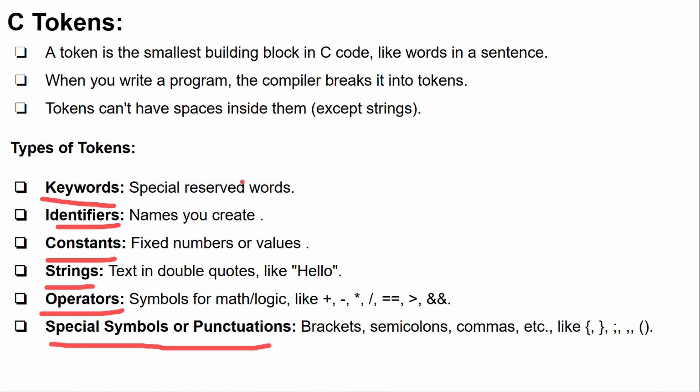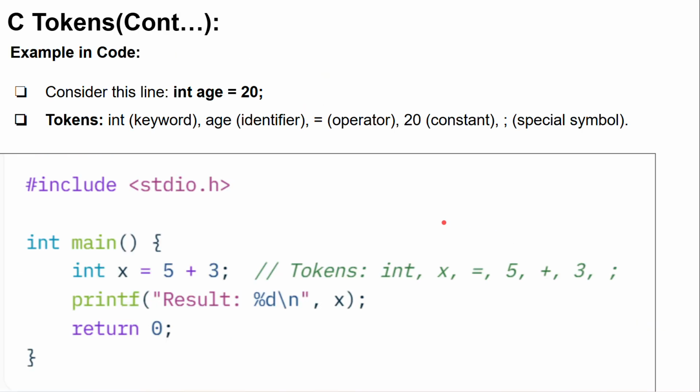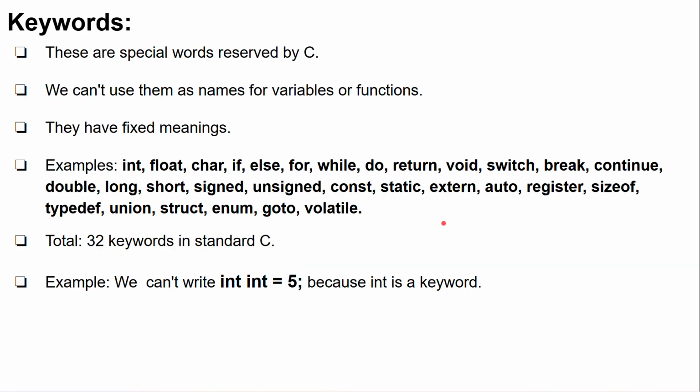Okay, in the last session we saw C tokens. Those are nothing but the building blocks of C programming, the smallest words in C programming. There are different types available: keywords, identifiers, constants, strings, operators, special symbols, or punctuation. We'll see each one in detail.